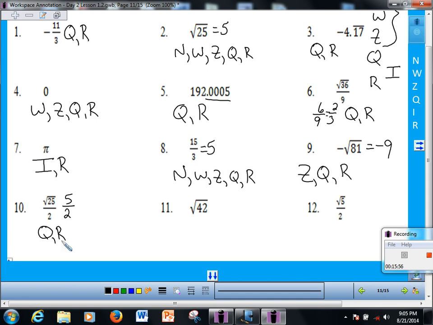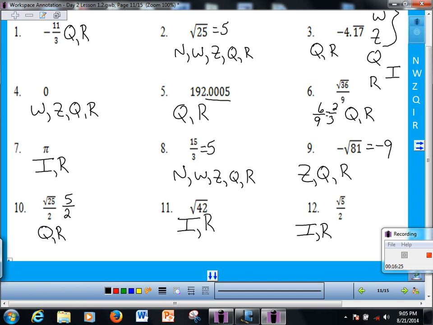If I look at the square root of 42, it doesn't break down nicely. If a radical doesn't break down nicely, it's an irrational number and a real number. And then last but not least, square root of 5 over 2. Well, the square root of 5 is a square root that we don't know. That automatically makes it an irrational number and a real number. So that takes us down through 12.